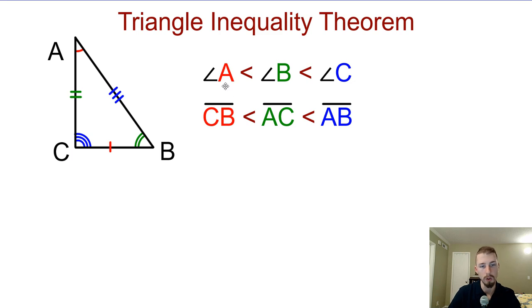So I color coded them here for you. The smallest side is going to be opposite the smallest angle. So it'll be CB. And then AC is the medium side. That's going to be opposite the medium angle. And the longest side, AB, is opposite the biggest angle, which is going to be, of course, our hypotenuse. In this case, if it was a right triangle, we'd call it the hypotenuse. All right, so that's the triangle inequality theorem.